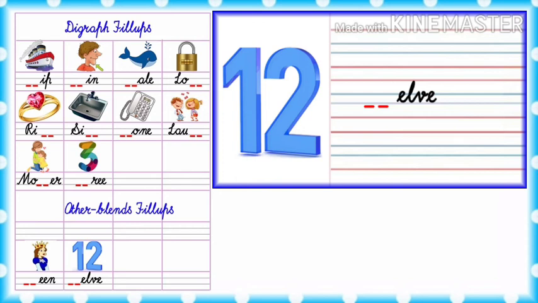Read the last word, dash elve. Elve is nothing. Which picture is this? It's a picture of twelve. Which sound is missing? Tw sound is missing. So fill the correct blend TW and make the word complete. Twelve.